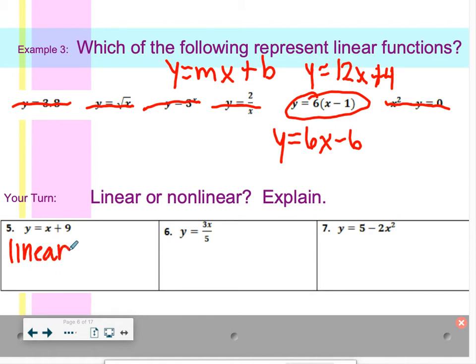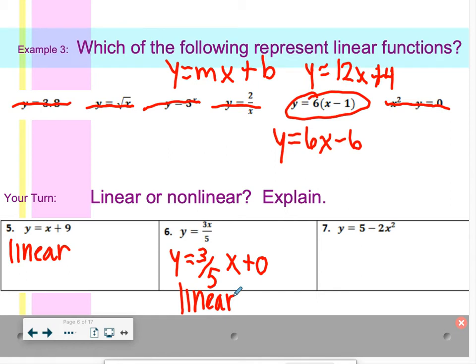What do you guys think on 6? Not or linear. This one's so tricky. This one is linear because you could write 3/5 as a fraction, which is just a number, x, and then plus, there's an imaginary 0 there. So that matches this guy, linear.